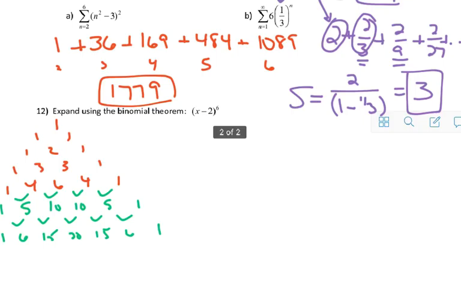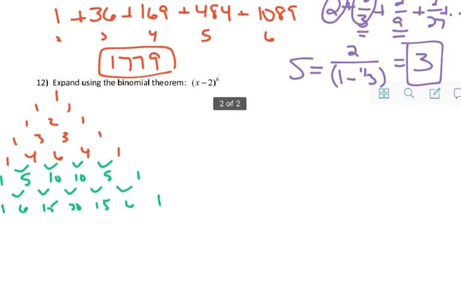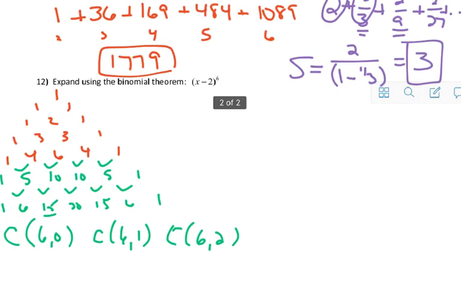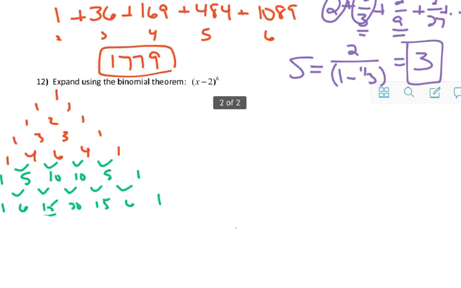Now, if you can't remember this, the other way you can find the coefficients is you can do combinations. So the first combination would be C(6,0), and that'll give you 1. The next one will be C(6,1), and that'll give you 6. And then C(6,2), that's going to give you 15. That's another way of determining the coefficients, but I would do it from Pascal's triangle.